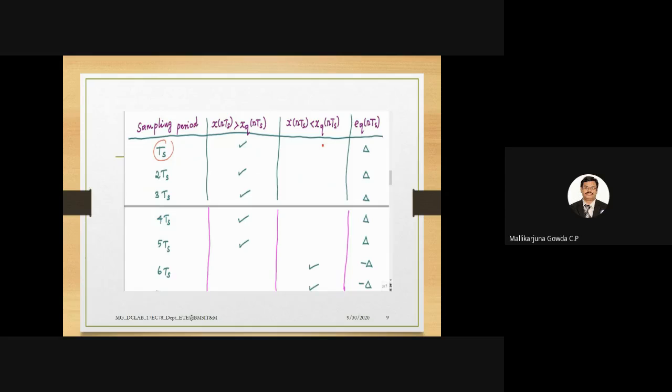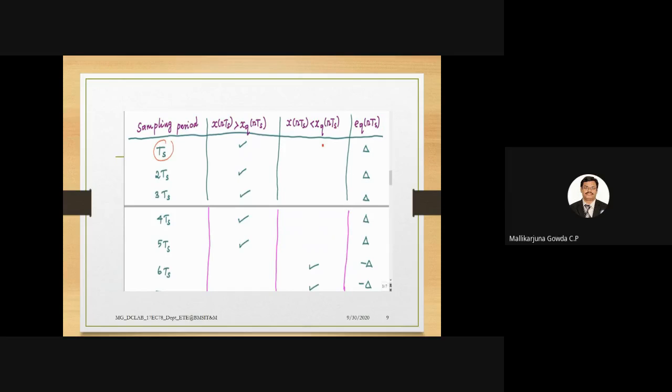Even a table is given. See the sampling period, you can write Ts, 2Ts, 3Ts, 4Ts and all, and X of nTs, the original analog sample, is compared with the approximated value. If it is greater, then Xq of nTs will be incremented by delta. See, for all these cases it is positive only, so it is incremented by delta only. I hope this table is clear. Delta, delta, delta, delta only, right?